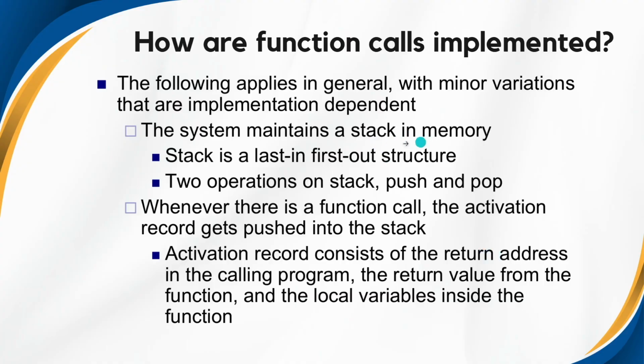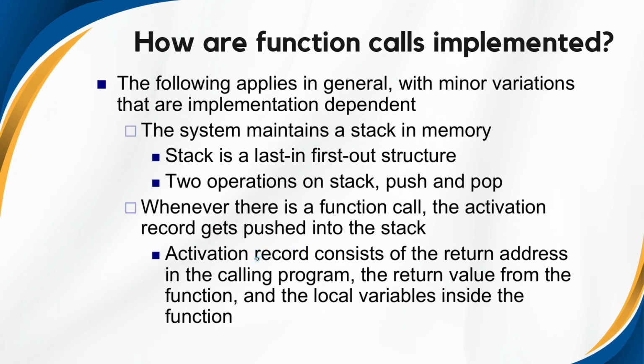As I said, whenever a program is running, there is a portion of memory reserved for the stack, and we have already learnt the data structure stack. It is a last in first out list, and we learnt how to do push and pop operations on it. Whenever a function call is made, an associated activation record is pushed onto the stack. An activation record is one that holds the value of the return address.